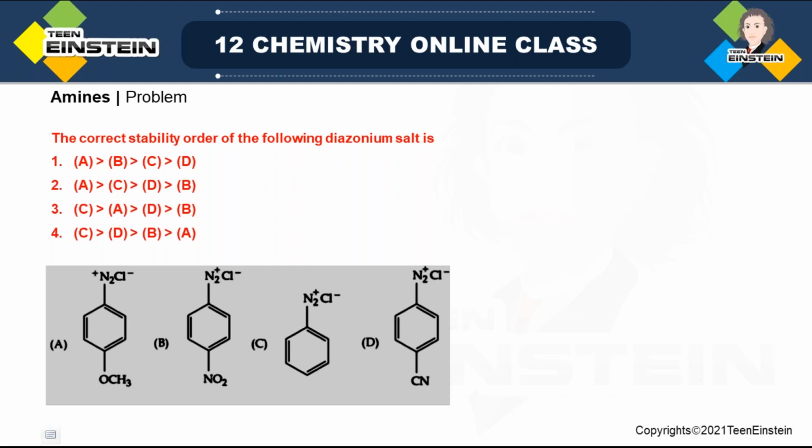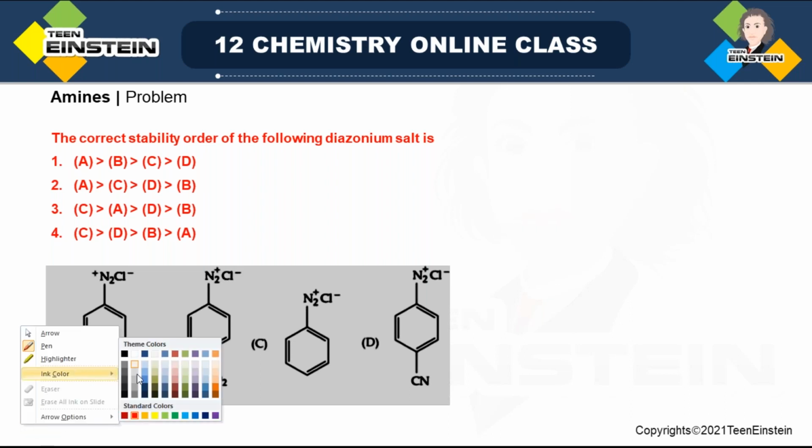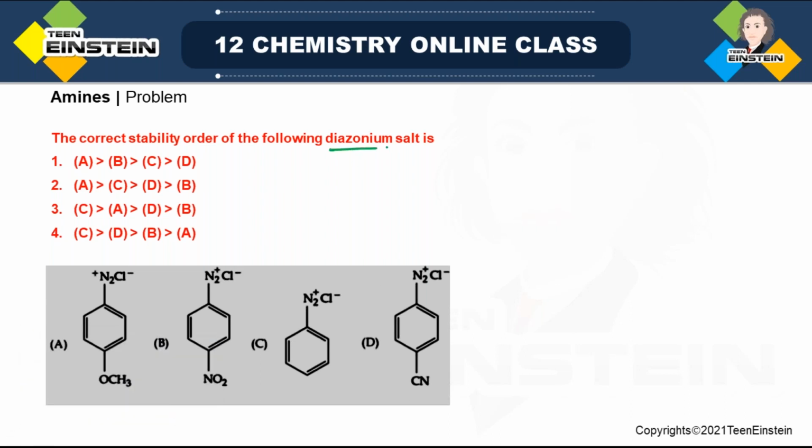In this question, it is asking for the correct stability order for the following diazonium salts. When we say diazonium salt, it is basically this type of group. Cl minus is there, but there may be any other counter ion. So what is the difference between these four molecules? In the first case, you have a donating group at the para position, then an electron withdrawing group at the para position in the second molecule. In the third molecule there is no group, simply H, and in D there is a CN group, cyano. This is also electron withdrawing, but remember it is not as withdrawing as NO2. NO2 is the most electron withdrawing.